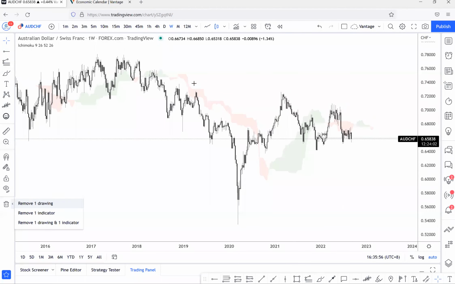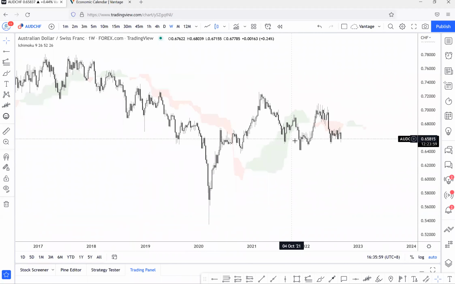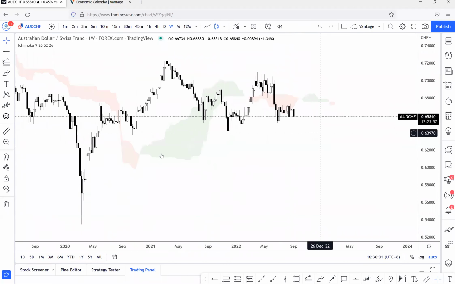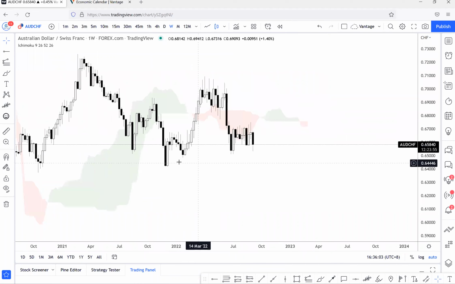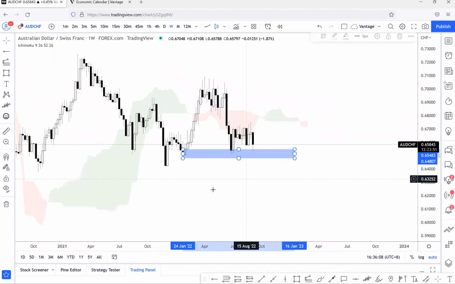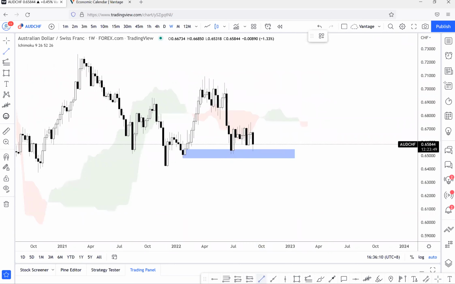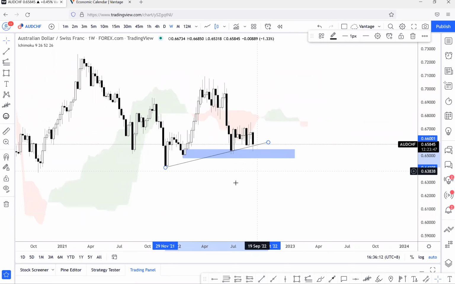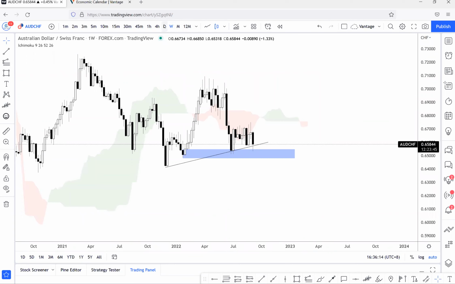Okay, so let me just again remove all of this. Let's start from the weekly time frame first. So on the weekly time frame, on this portion of the chart, you have a support area over here, and price is sitting on the support region, that's one. You also have a potential ascending trend line that prices are respecting here. So this is on the weekly time frame.